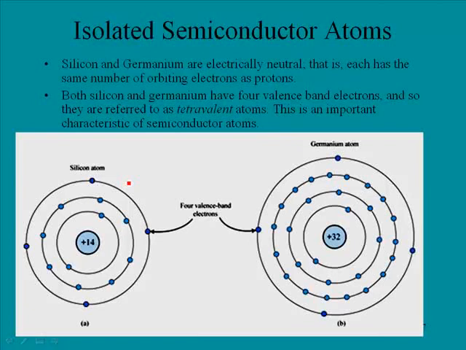Isolated semiconductor atoms, silicon and germanium, are electrically neutral. That is, each has the same number of orbiting electrons as protons. So there is neither negative nor positive. They are neutral. Both silicon and germanium have 4 valence band electrons and so are referred to as tetravalent atoms. This is an important characteristic of semiconductor atoms.